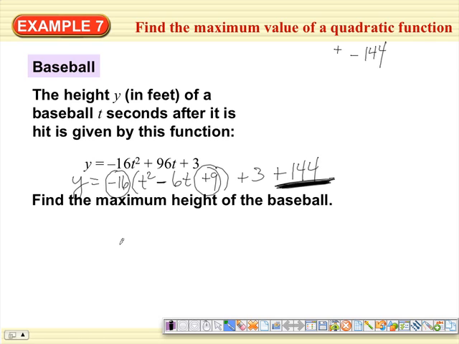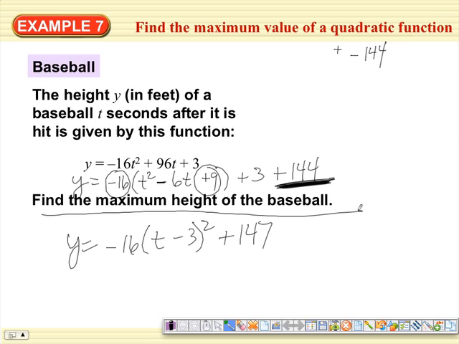Final answer. Negative 16 times t minus 3 squared plus 147. But actually, that's not the final answer. What is the maximum height of the baseball? 147 feet. How many people got that answer? Please don't lie to me. Okay. Good job. All right.